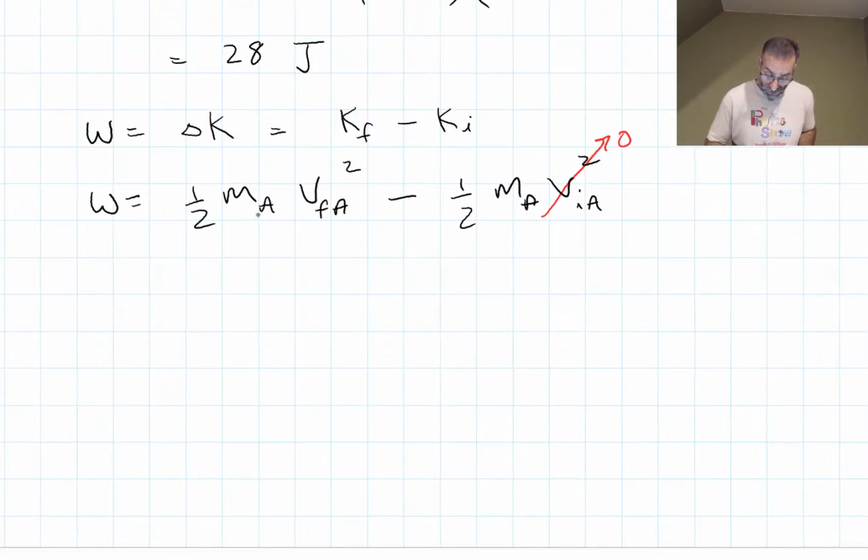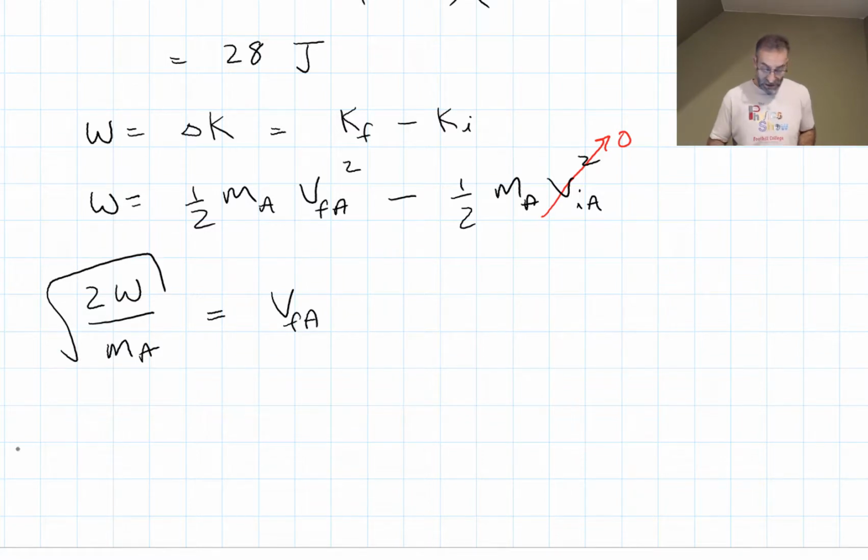So I'm just going to multiply through by 2. I've got 2 times the work done divided by the mass of cart A equals V final A squared. I can take the square root of both sides. So V final for cart A is equal to the square root of 2 times the work over the mass of cart A.